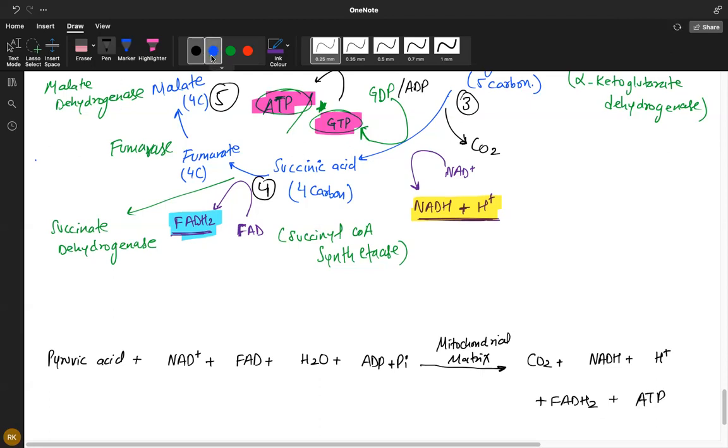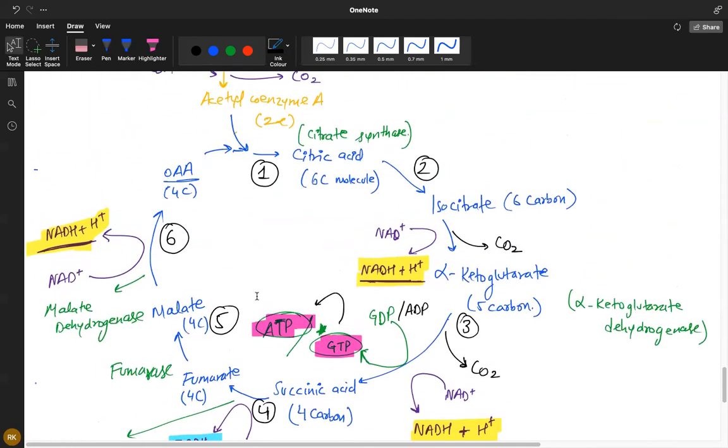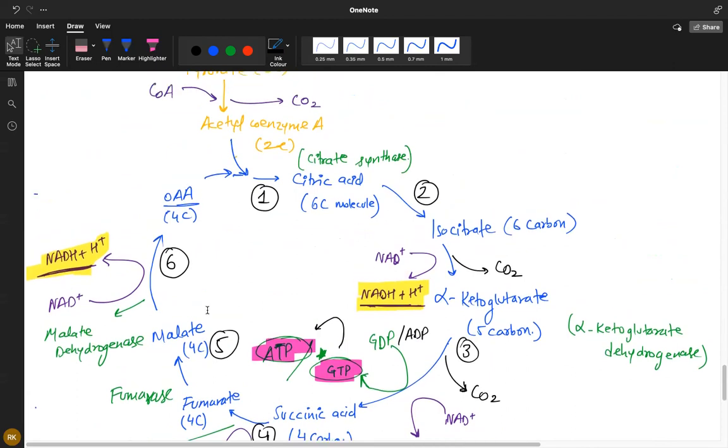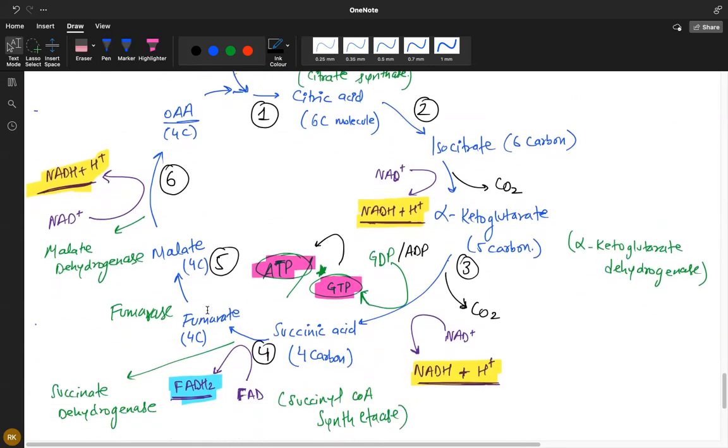So let's count how many pyruvic acid we started with in this cycle. 1, right? How many NAD plus were used? 4. Can you count? 1, 2, 3. There's the 4th one. For the 4th step, I have not told you. Anyways, so just remember 4.